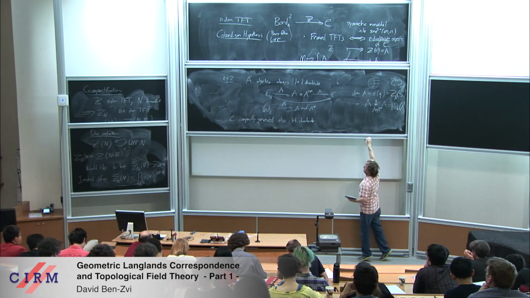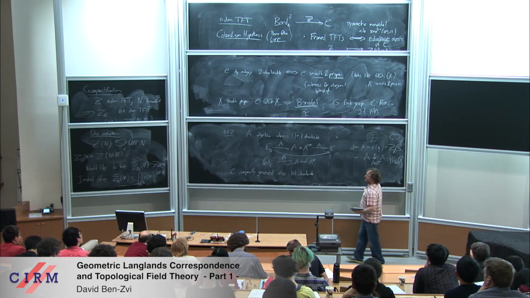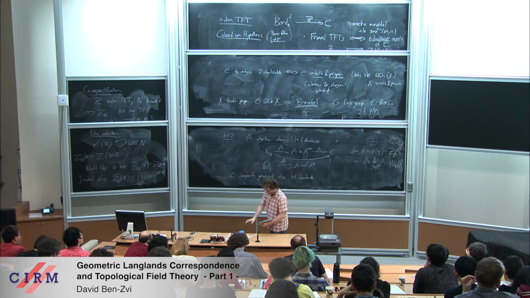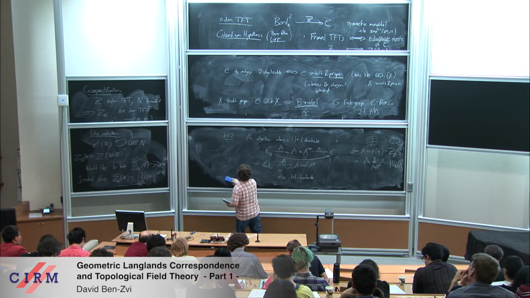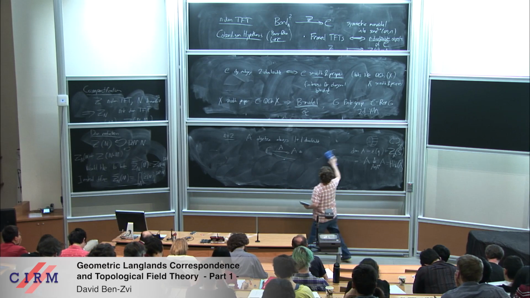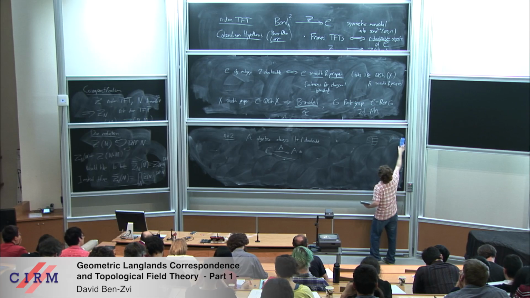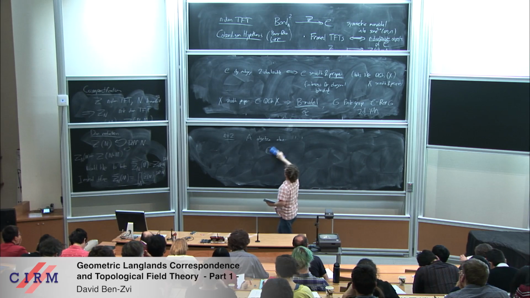So let me spell out a little what the 2D Yang-Mills theory looks like. If G is finite, this is two-dualizable, and you can attach numbers to any surface.